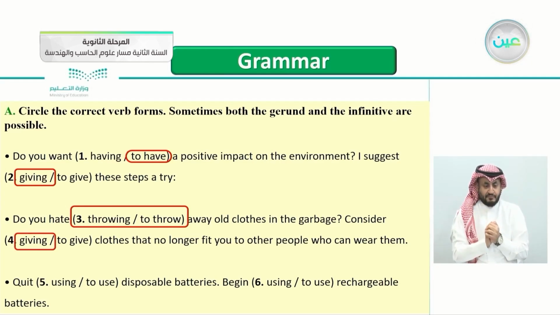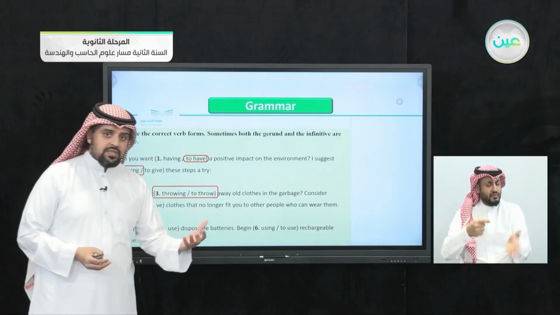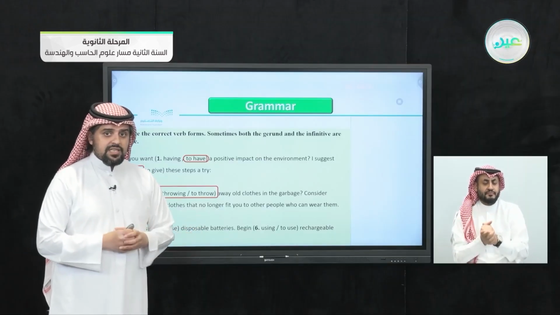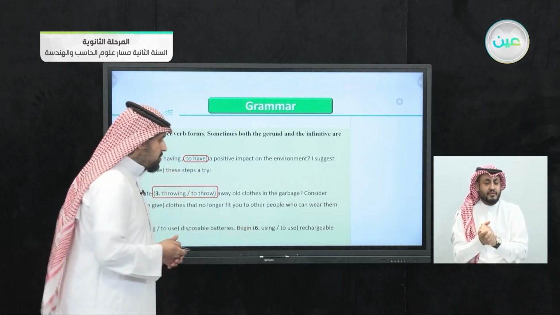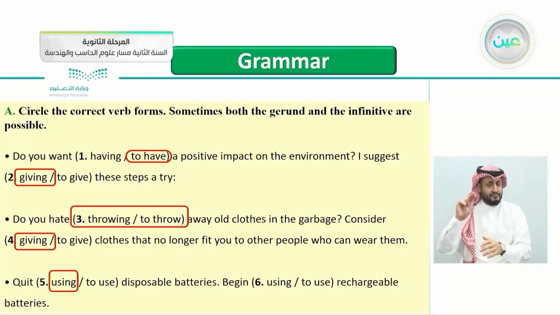Number 5 here, the verb quit, using or to use disposable batteries. So do we say quit using or quit to use disposable batteries? I think this is an easy one here. Of course, we say quit using. Quit using disposable batteries. Continuing here, begin using or to use rechargeable batteries. So the word quit takes a gerund.